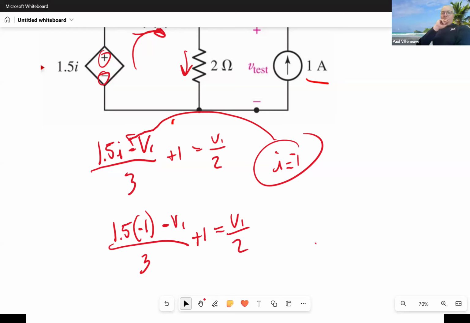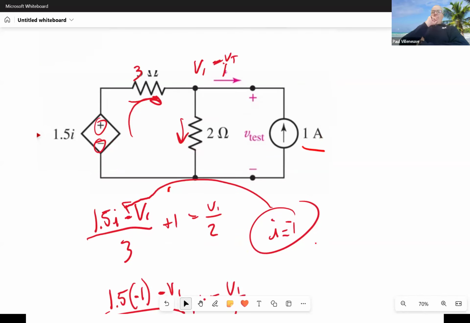The I equals -1, you got that from the test source? Well, I applied a test source of 1 amp. And from my circuit schematic, I see that I, the controlling variable, is going from V1 down, but the 1 amp is going in the opposite direction. So I get it from the test source, but it could be any value, right? I could put a 5 amp test source or whatever. So I just say, hey, I'm going to let it equal a 1 amp test source, and then it's in the opposite direction, so I'll make it negative. That's all it is. Nothing more than that.